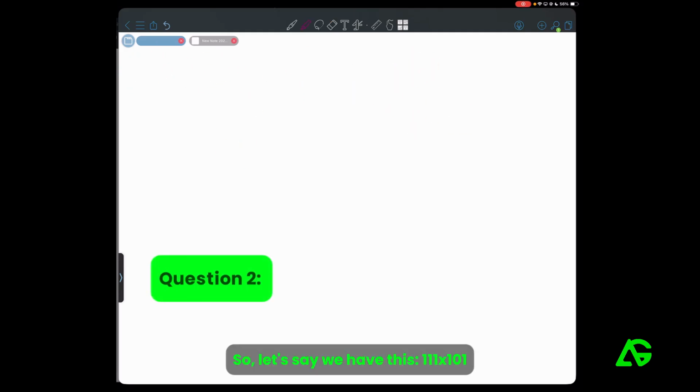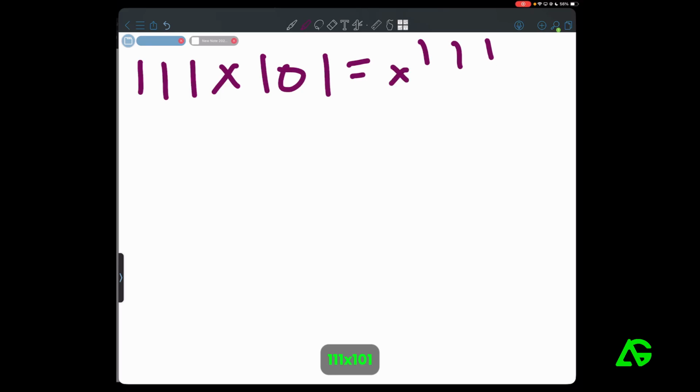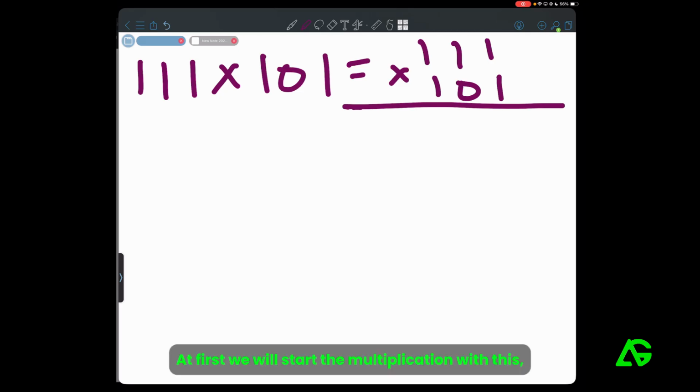So let's say we have this 111 times 101. For instance, each number we have in base 2. So it's going to be equal to 111 times 101. So let's multiply. At first, we'll start the multiplication with this, then we'll move to this, then we'll move to this. So this one, we first multiply everything up here. Then this one will multiply everything up here. Then this one will also multiply everything up here. Do you get it now?